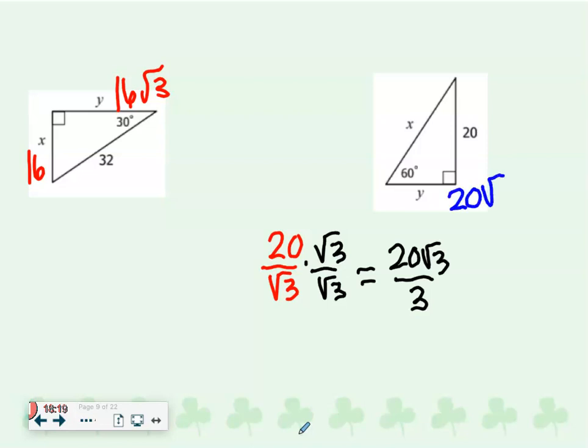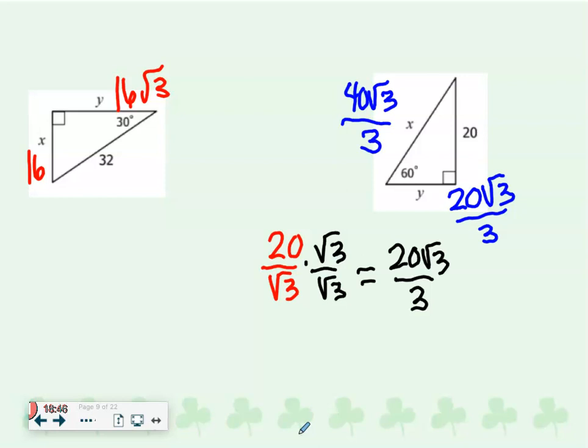But how would I double this? Multiply by 2. So what's 20 times 2? 40. So 40 root 3 over 3, unless you took whatever 40 divided by 3 was. These are the only goofy ones. I agree.